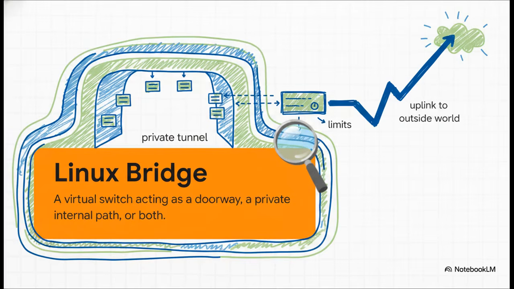So, the core of our investigation brings us to the Linux bridge. Now, it sounds like one simple, straightforward thing, but it actually plays very different roles depending on how it's connected. We naturally tend to think of a bridge as a private, abstract tunnel between our VMs. But here's the kicker. A bridge tied to a physical network card is not entirely private. It has a real uplink to the outside world, and guest VMs will often honor the limits of whatever physical hardware that bridge is anchored to.